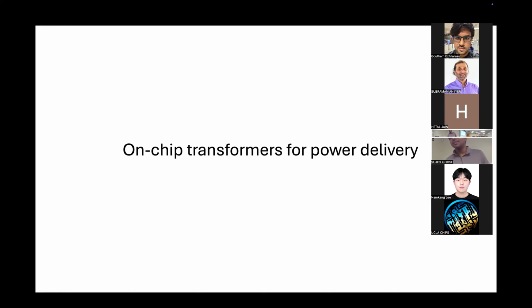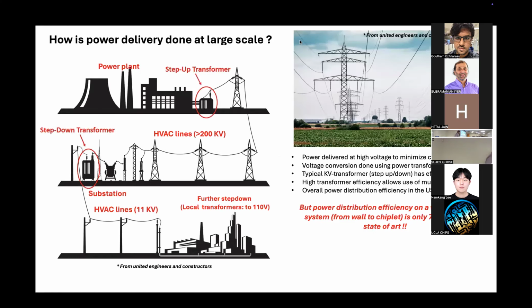So we talked so far about inductors, so now let's look at on-chip transformers for power delivery. As the Professor mentioned, the way that power distribution is done today is you have some power plant which generates some voltage with a generator, and then you step up that voltage to very high voltages, like around 200 kilovolts. The reason you do that is that by using a very high transmission voltage, you're reducing the current. So you're reducing the I squared R losses, the ohmic losses, as well as the voltage drop.